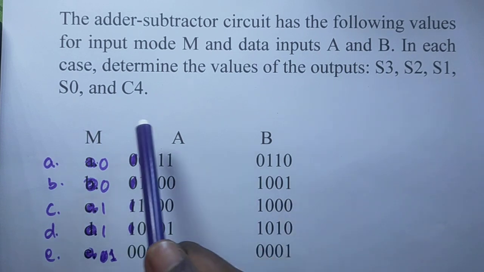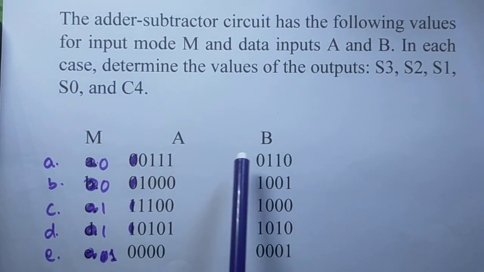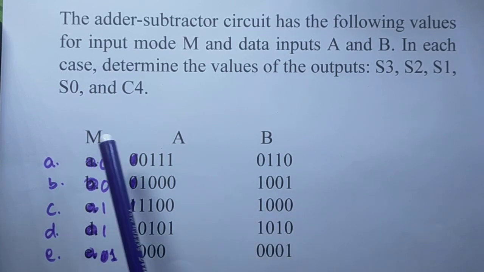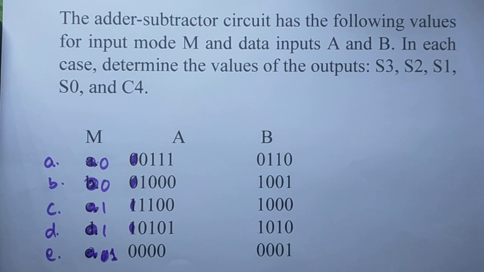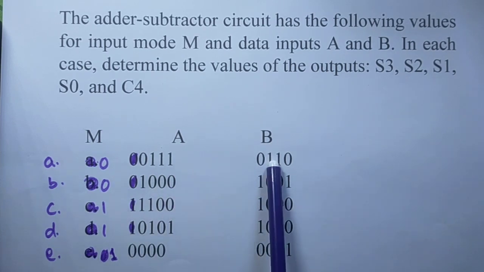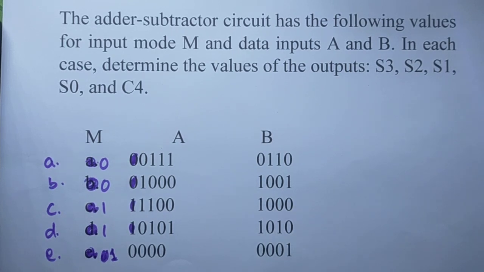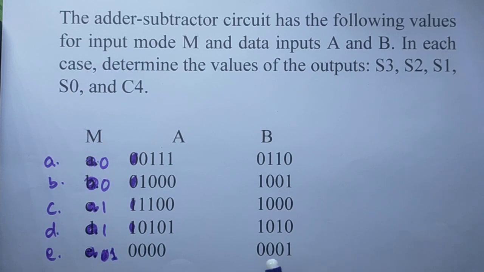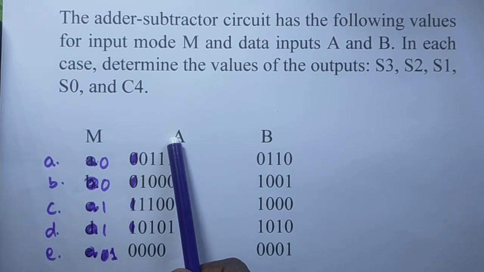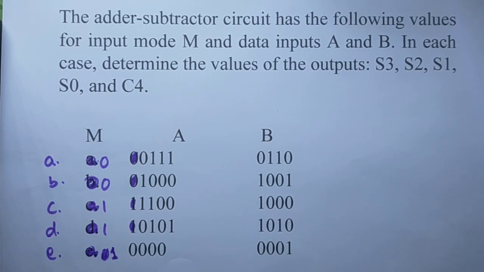And in each case, whenever two bits of data are added, we count what S0, S1, S2, S3 are. This is the basic concept. We use this adder and subtractor circuit with two variables A and B, and how it will be added or subtracted. Now I will show you in which case it will be added or subtracted. The mode is given, the A operand is given, the B operand is given.